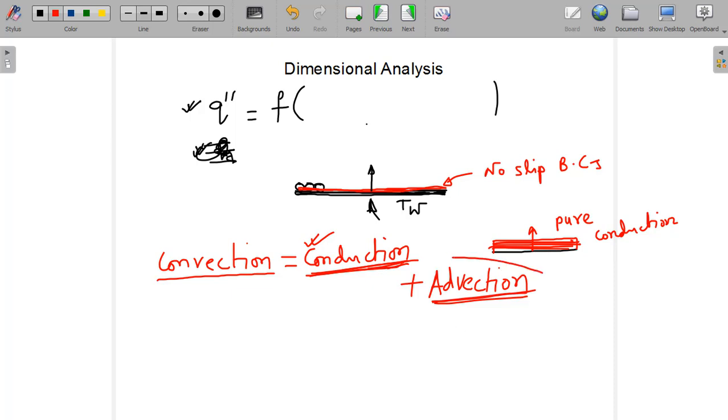Advection is nothing but the fluid flow involved. Advection is a term related to fluid flow driven heat transfer. As the fluid is flowing, it takes the heat from one region to the other region. In this way it enhances the heat transfer process.